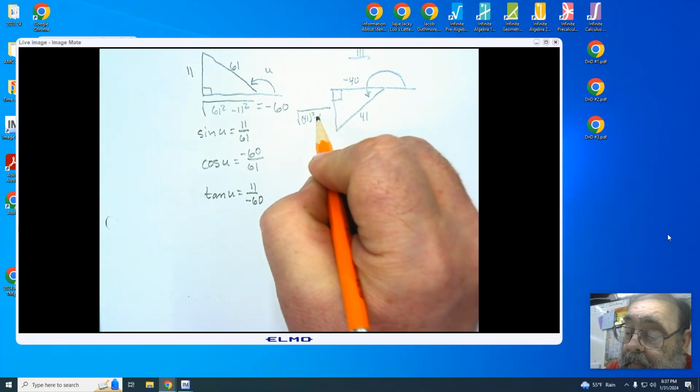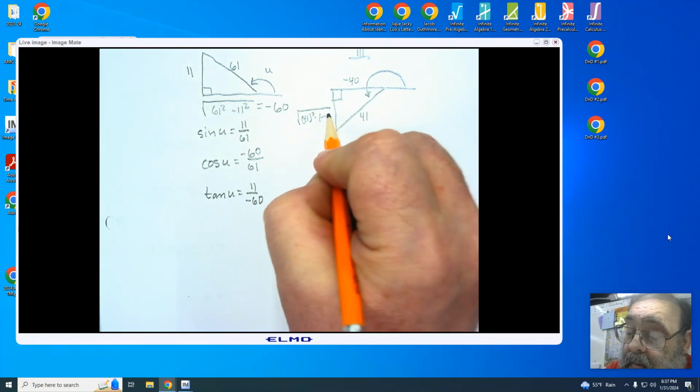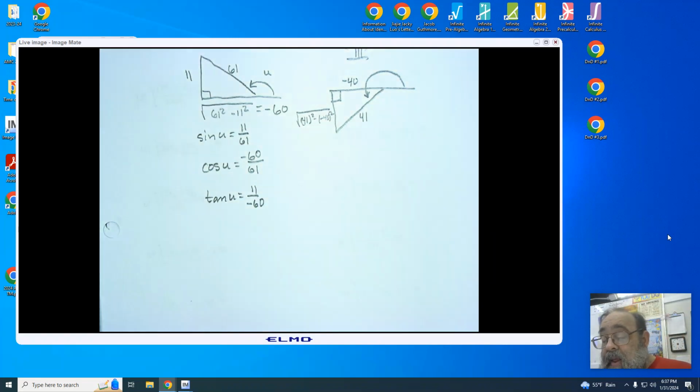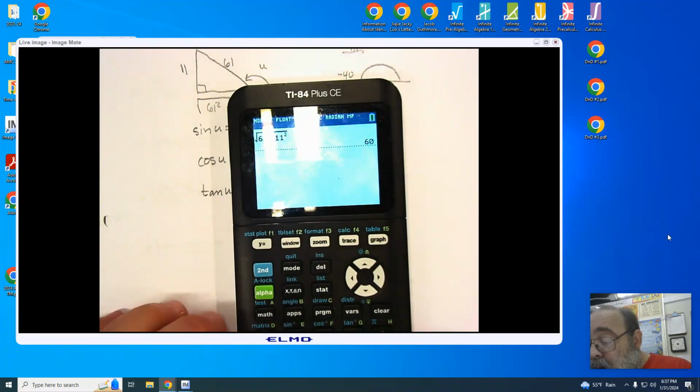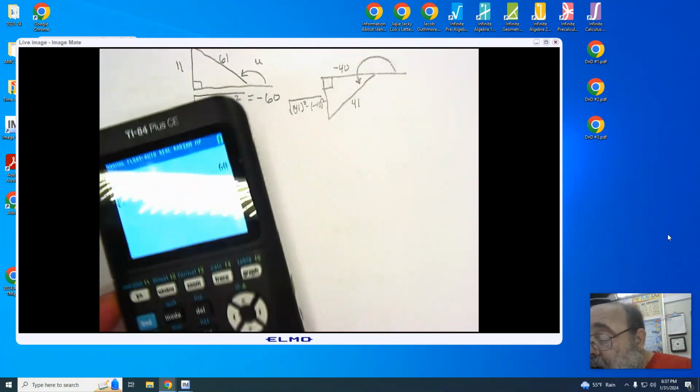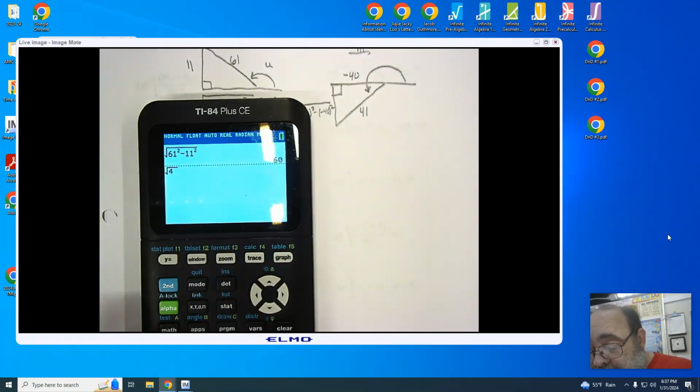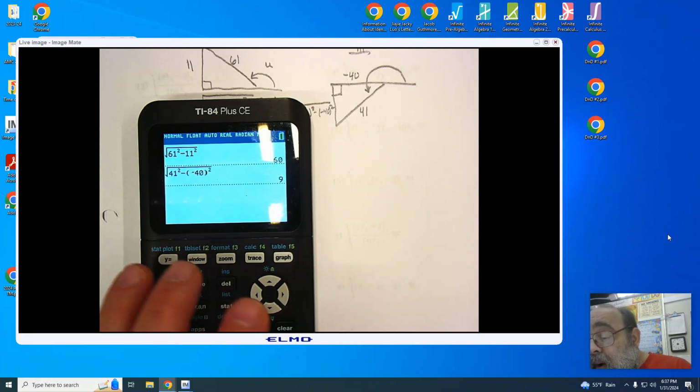minus negative 40 squared. This is by the Pythagorean theorem, and once again, we're going to hope that we get a very nice number. We're going to try with the square root of 41 squared, and we're going to subtract parenthesis negative 40 close parenthesis squared. Luckily, we get a 9.